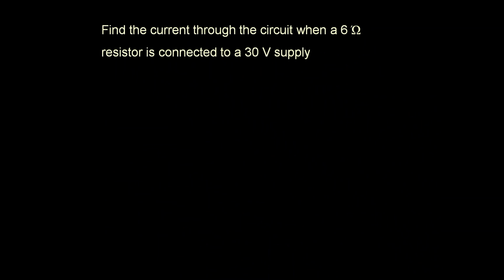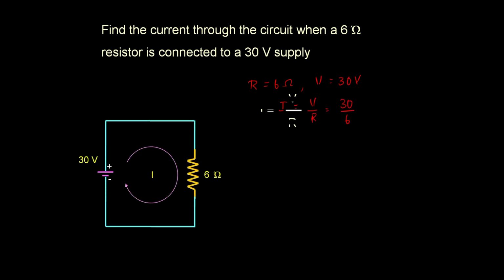Now, find the current through the circuit when a 6 ohm resistor, here resistance is given. Resistance is given as 6 ohms and voltage is given as 30 volt. So V is equal to IR, I is equal to V by R, 30 by 6, 5.